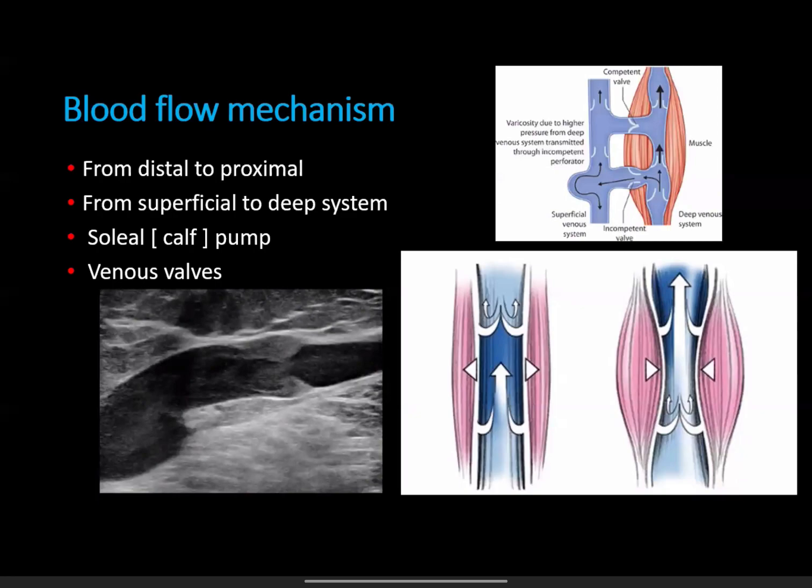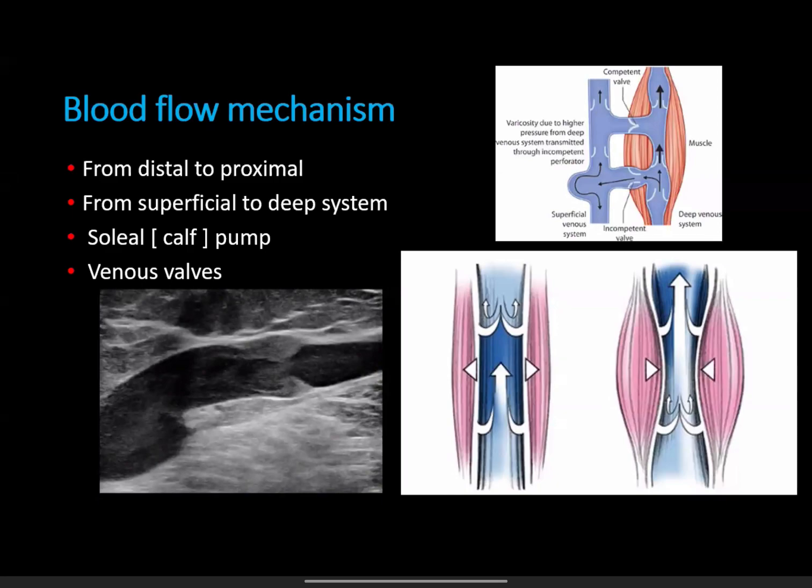Now, the blood flow mechanism is from distal to proximal, from the distalmost part towards the center, that is towards the heart, because veins have to drain from periphery to center. And the blood flows from the superficial venous system to the deep venous system. The soleal pump, or soleus muscle pump, or calf muscle pump, is a very important mechanism contributing to systematic and spontaneous blood flow towards the heart.